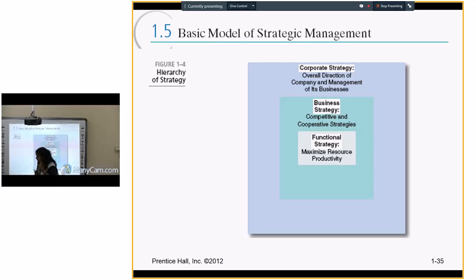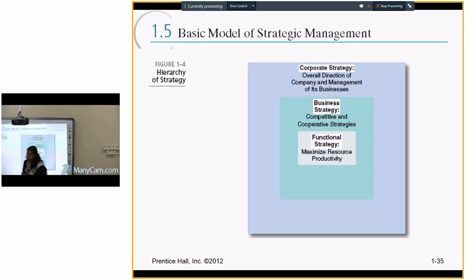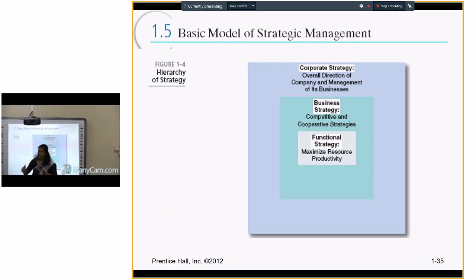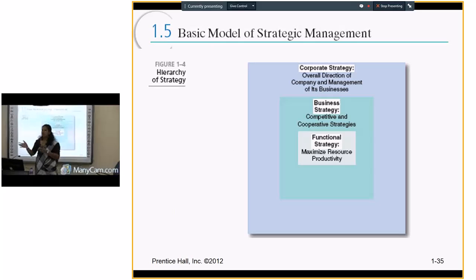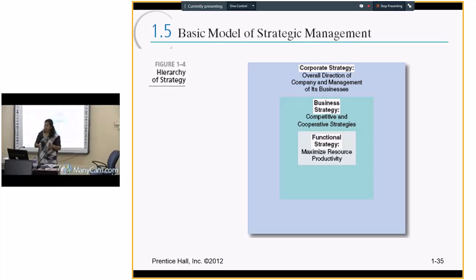So when it comes to the functional level, as you all know, in each and every organization, they have different functions. Maybe the HR function, R&D function, marketing function, and so on and so forth. So the functional strategy means that in each function, we should know how to utilize the maximum of our resources in a productive manner. Therefore, in functional strategies, we are addressing just the operative functions, HR, R&D, marketing, etc.